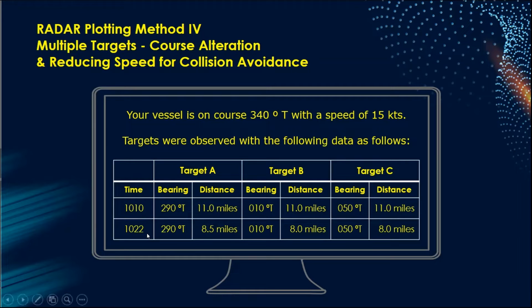At 10:22 hours, bearing of target Alpha 290 degrees true with a distance of 8.5 miles. Target Bravo, the same bearing, 010 degrees true with a distance of 8.0 miles. Target Charlie, bore 050 degrees true with a distance of 8.0 miles.